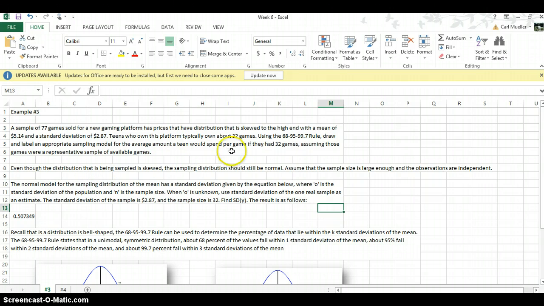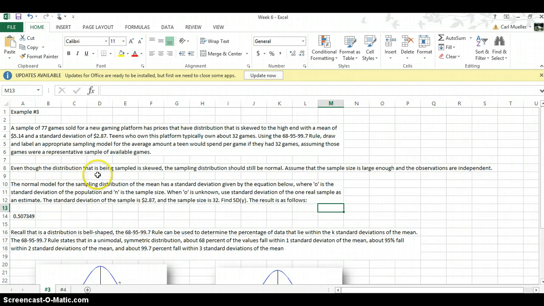Using the 68-95-99.7 rule, draw and label an appropriate sampling model for the average amount a teen would spend per game if they had 32 games, assuming those games were a representative sample of available games. And remember, a representative sample is one that is indicative of the population, characteristically, by race, ethnicity, age, location, geography. Representative means the sample represents the population you want to look at, be it a city, a state, those kinds of things.